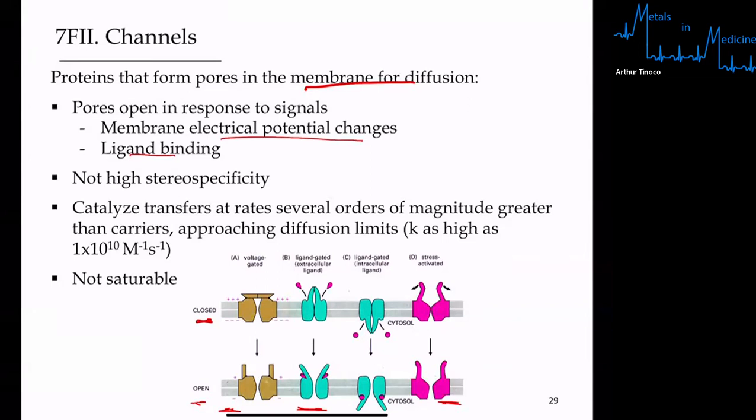As a consequence of this mechanism, there's actually very low stereospecificity. And so this results in an acceleration of the movement of the solute at several orders of magnitude greater than carriers. So channels facilitate movement much faster. And in fact, they approach the diffusion limit. You basically reach the maximum levels. But because there's no binding occurring between the channel and the solute, it is not saturable, okay? So that's where this is different from what you would see from a normal enzyme.